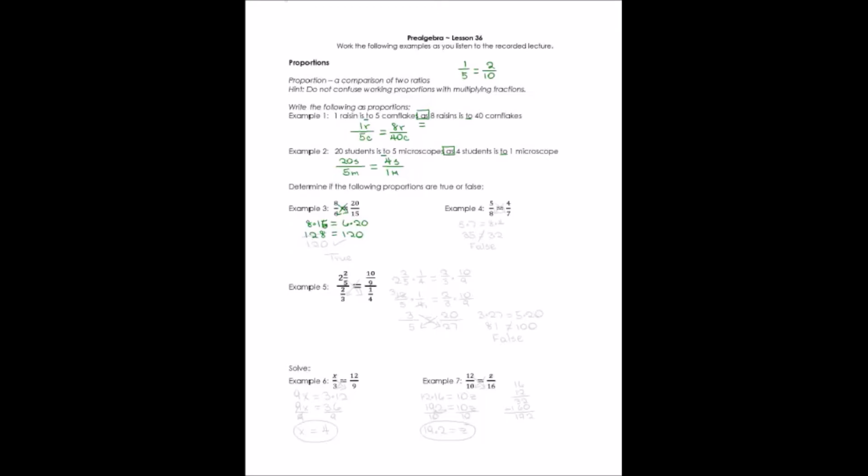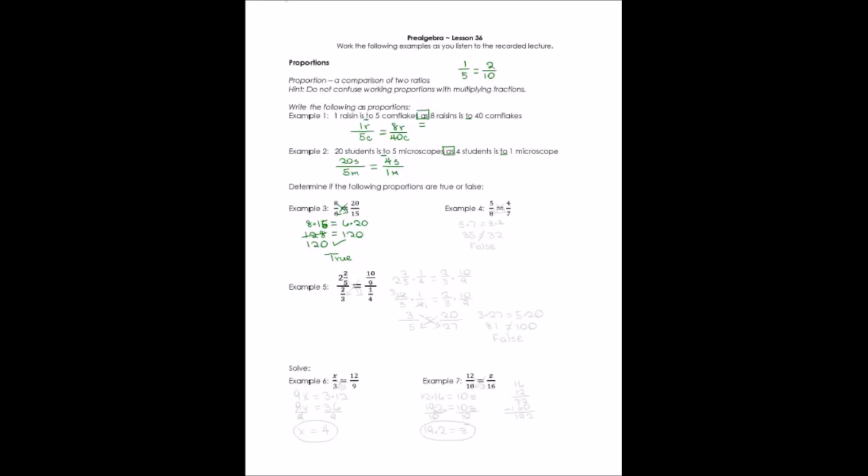8 times 15, sorry. 8 times 15, now let's see what I've got. 8 times 15, 8 times 5 is 40. Carry my 4. 8 times 1 is 8 plus 4, 120. My second one, I did that right? 6 times 20, 120. They are equal. Since they are equal, this is what we call a true proportion. In other words, 8/6 really does equal 20/15.